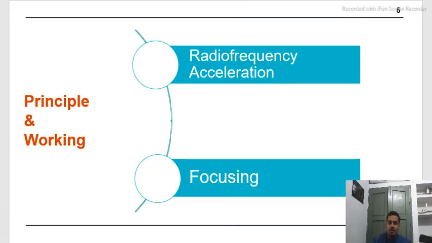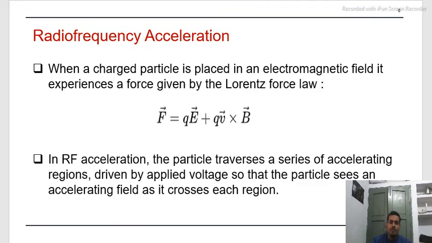Principle and working. We will discuss the principle and working in two parts. The first is radio frequency acceleration, and the second is focusing. First, radio frequency acceleration. When a charged particle is put in an electromagnetic field, it experiences a force given by the Lorentz force formula. Here, E is the electric field, V is the velocity of the charge, and B is the magnetic field. F gives the Lorentz force that a charge experiences in an electromagnetic field.